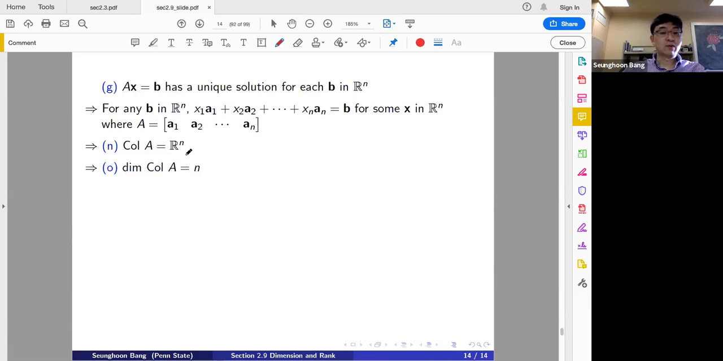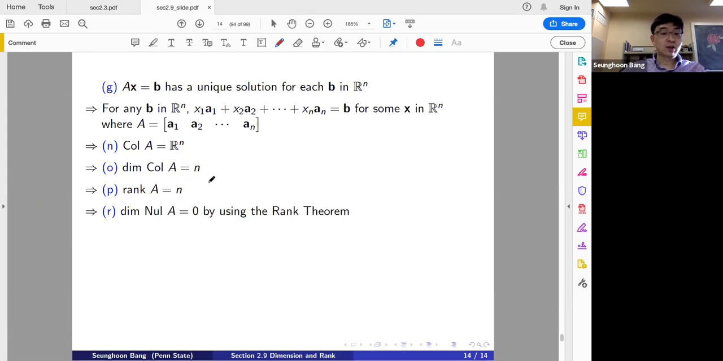The dimension of the column space is exactly this n, right? From the previous slides, the dimension of the column space of A is the same as the dimension of Rn, which is exactly this number n. This is already true. Next, the rank of A is also n. This is the definition of rank A: the rank of A is exactly the dimension of the column space of A. So rank A is n.